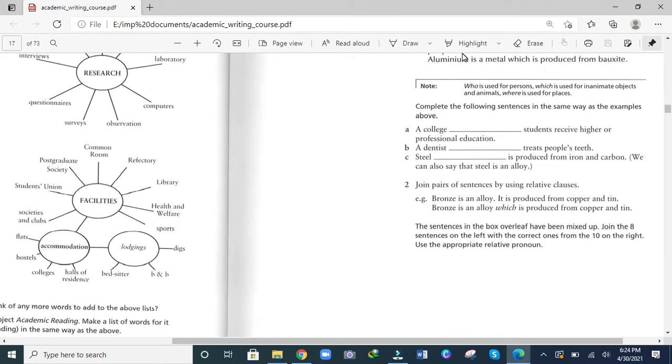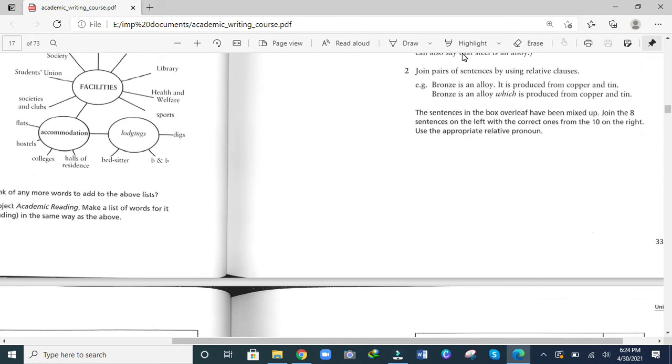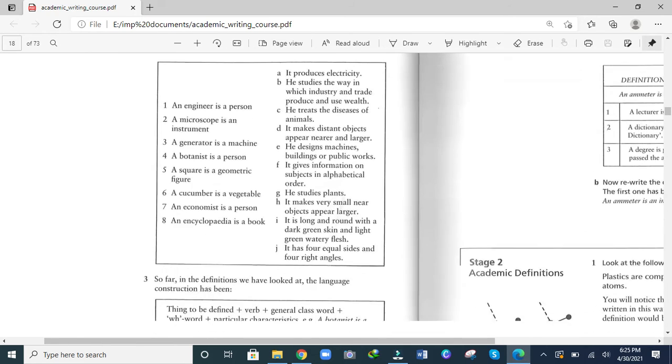Complete the following sentence in the same way as the example above. So here you have to put the exact word. Then next is join pairs of sentences by using relative clauses. So here the next task is, for example: bronze is an alloy, it is produced from copper and tin. Bronze is an alloy which is produced from copper and tin. The sentences in the box overleaf have been mixed up. Join the 8 sentences on the left with the correct ones from the 10 on the right. Use the appropriate relative pronoun. So here this will be your task. You have to do this practice in this stage.